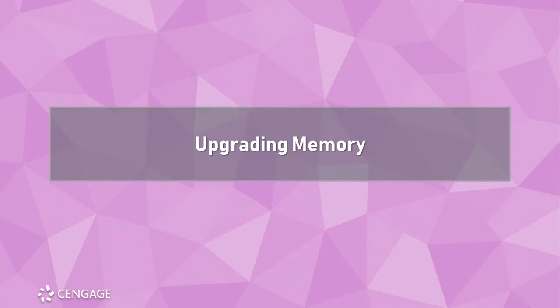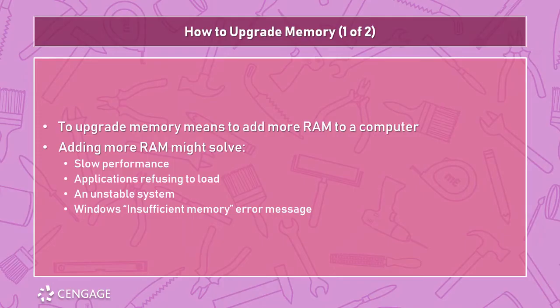Let's talk about upgrading memory now and how that's done. To upgrade memory just means to add more RAM. RAM can solve a lot of problems, whether your system is running slowly, applications are refusing to load, system instability, and then you may actually get a message from Windows saying that you have insufficient memory to perform a task.